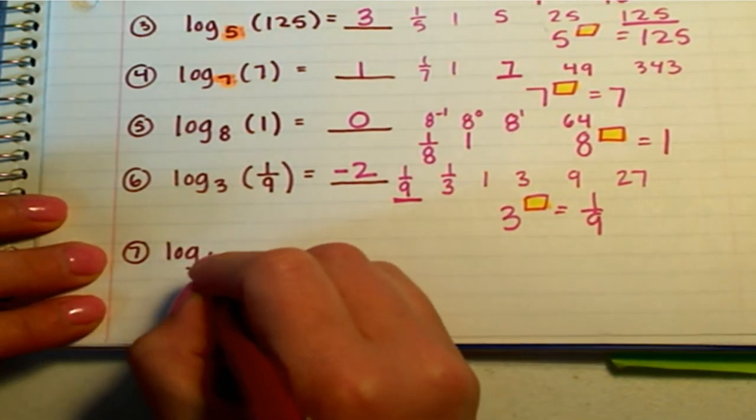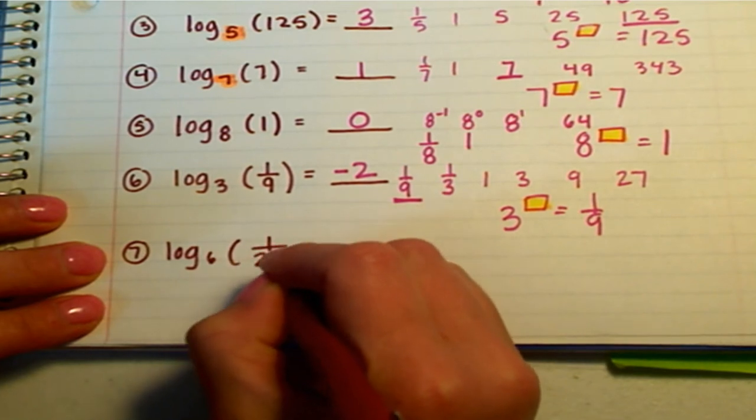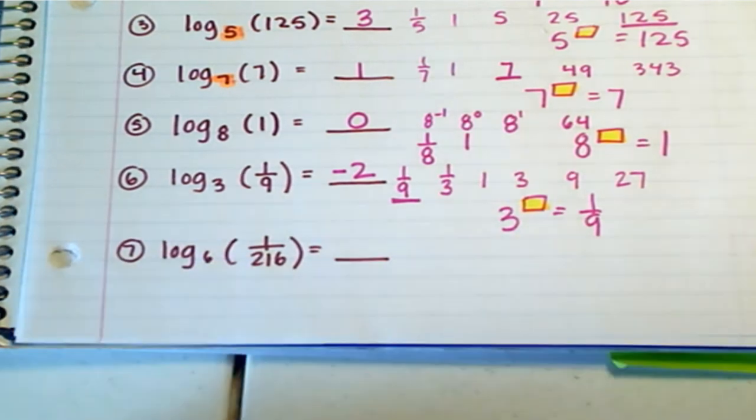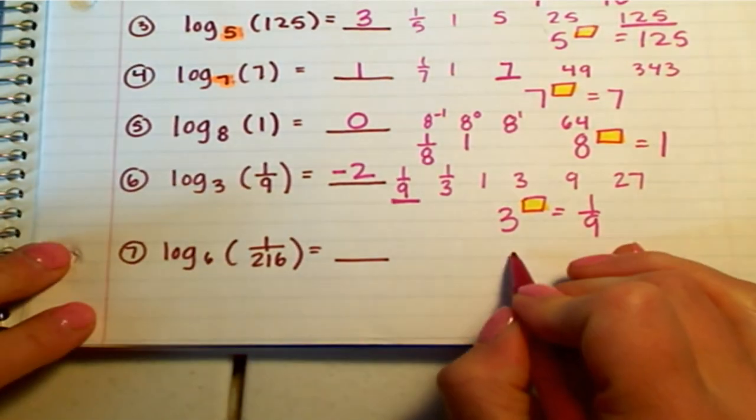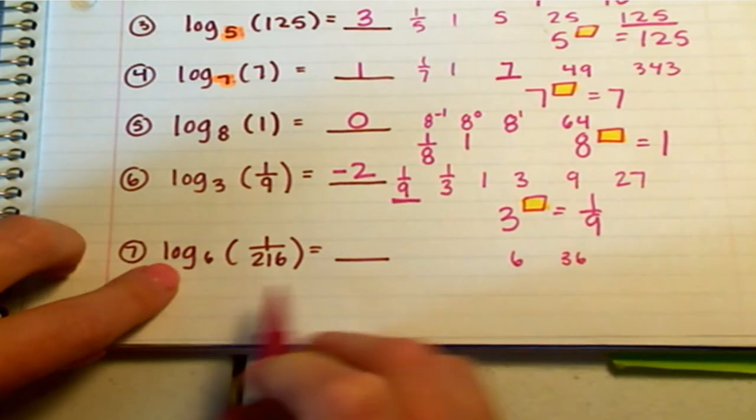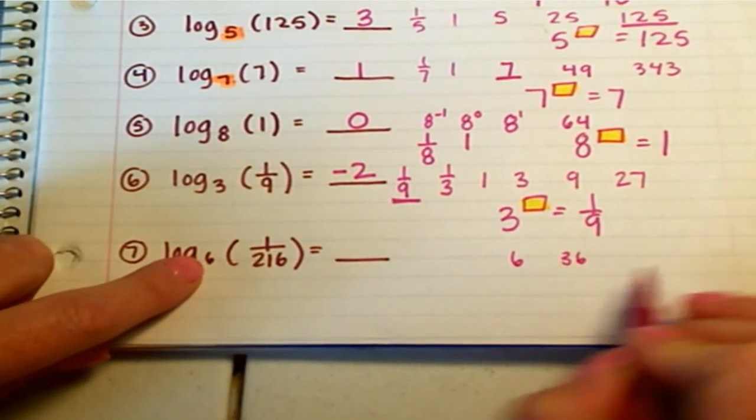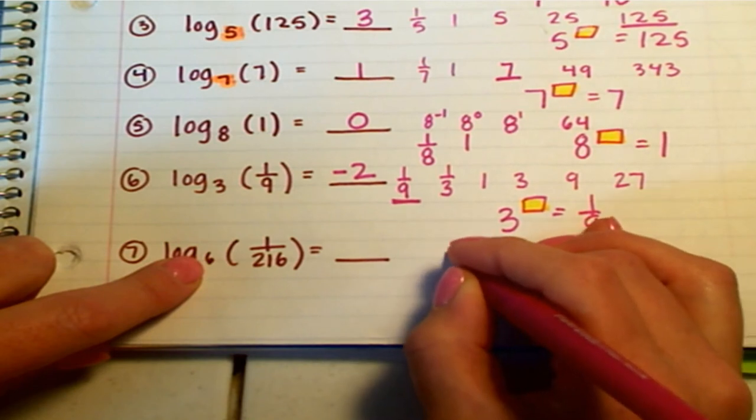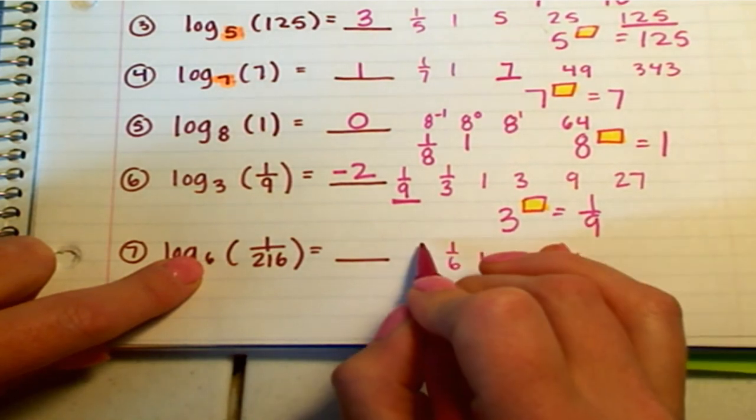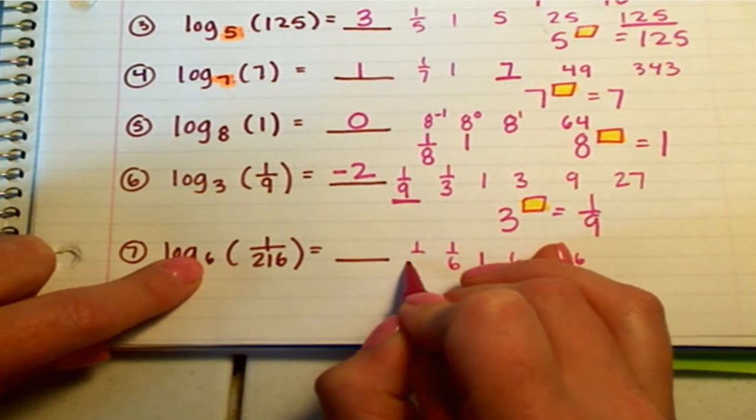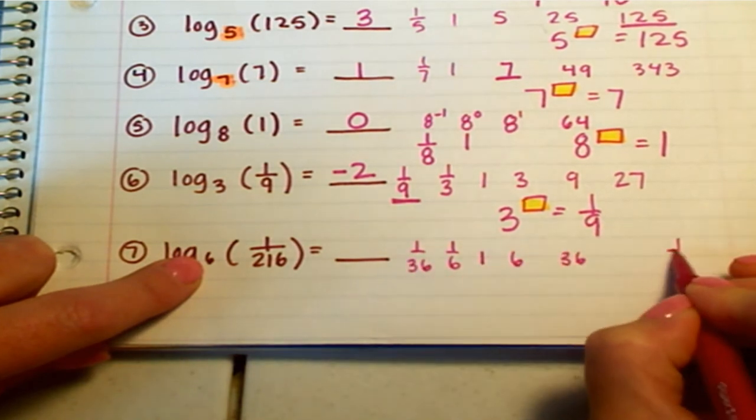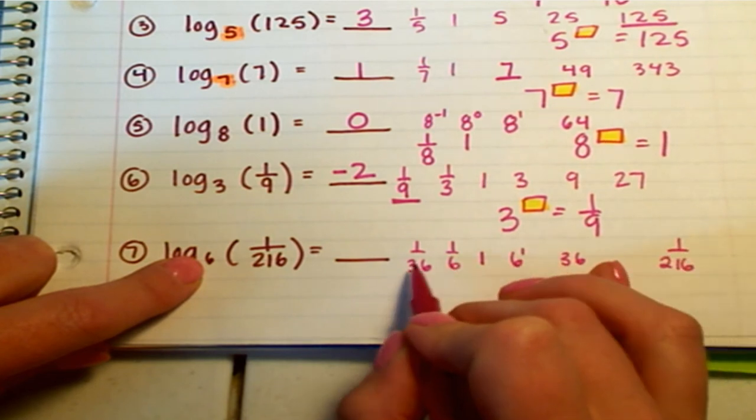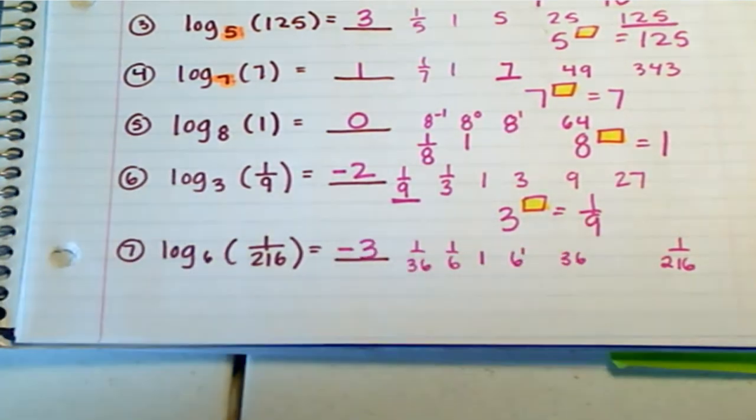Log base 6 of 1 over 216 equals what? So I'm going to start with my base. 6, 36. Okay, first thing I notice is that these numbers are growing, and this number is this way. So then I'm going to do 1 over 6, 1 over 36. And then it goes 1 over 216. So this is the first power. 0, 1, 2, 3. Negative 3.